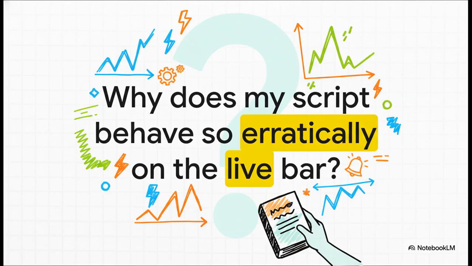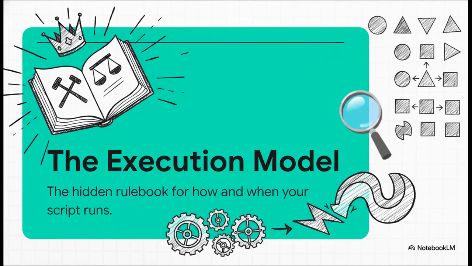The answer is hidden in a secret rulebook that governs exactly how and when your script actually runs. And this is that rulebook. It's called the execution model. It's not just some boring technical detail. It's the fundamental law of the PineScript universe. Once you master this one concept, all that weird, erratic behavior won't just make sense. You'll finally have the power to build scripts that are truly reliable, predictable, and way more powerful.